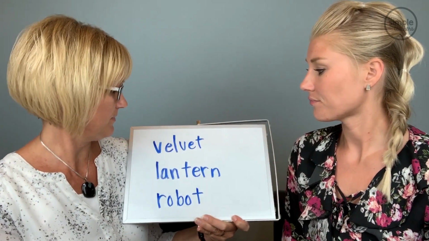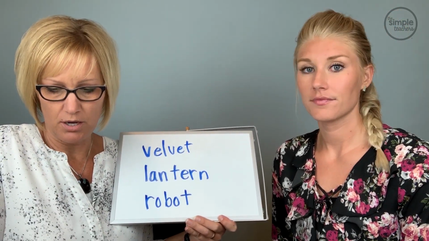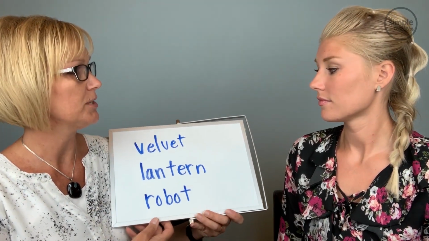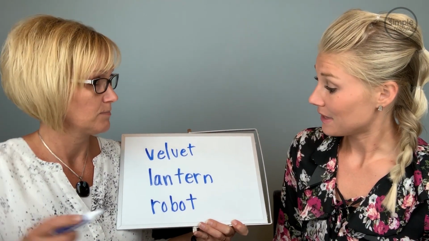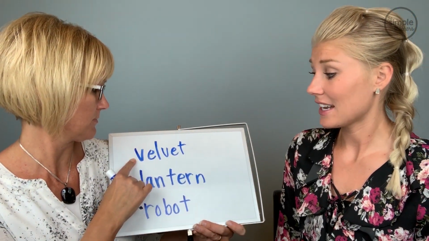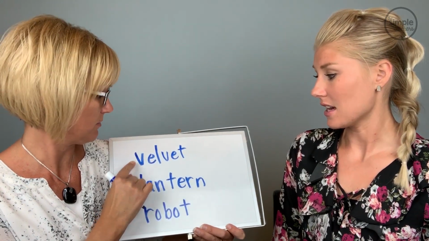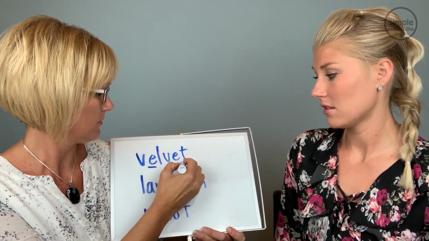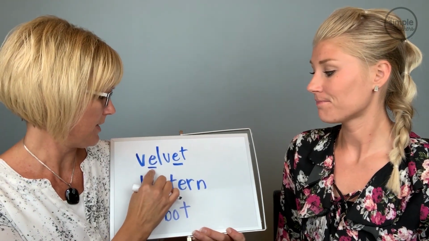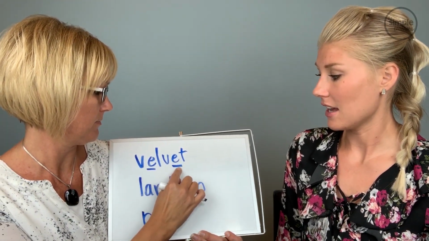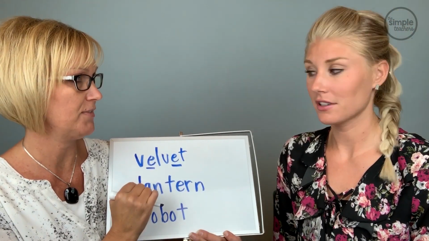All right. So because these are multisyllabic words, we're always going to ask, are there any prefixes or suffixes you recognize? In the first word, I'm not seeing any that I recognize. All right, let's look for vowels and vowel patterns. Okay, I see an E and an E. So I'm going to try the short vowels first, see if that works. Velvet, velvet. That worked just fine.